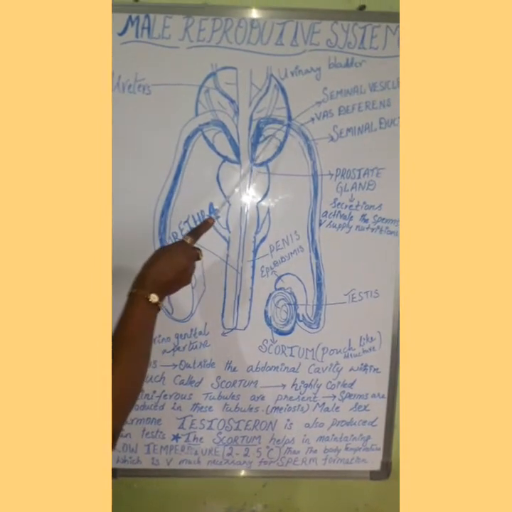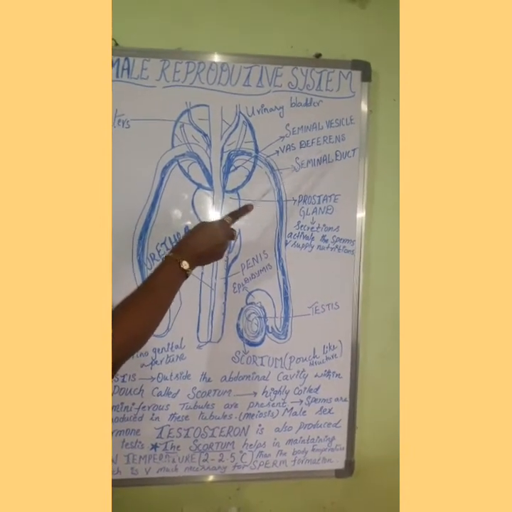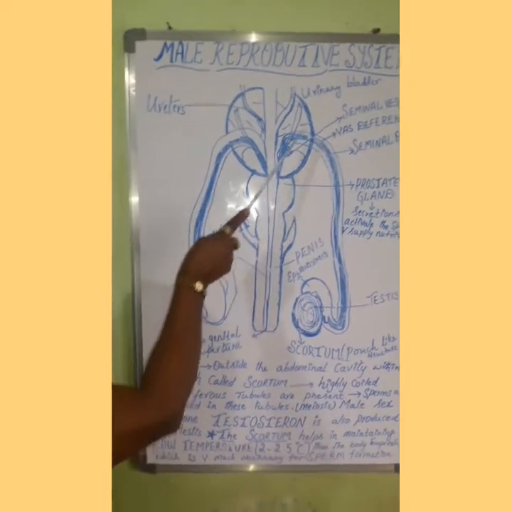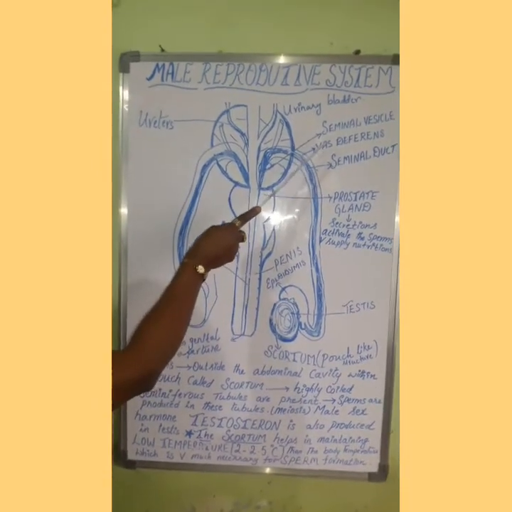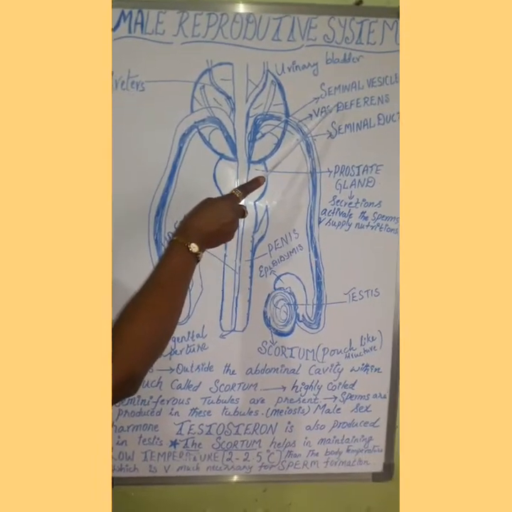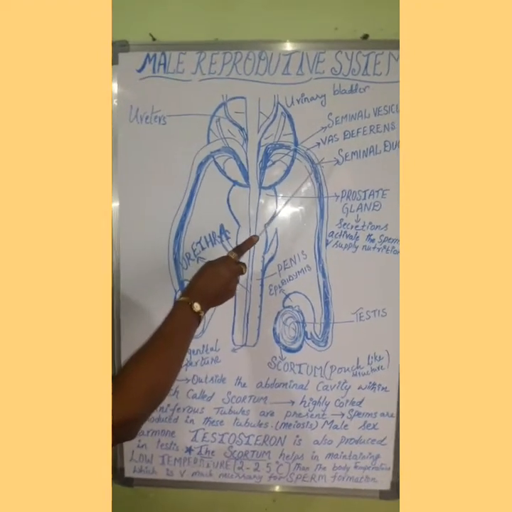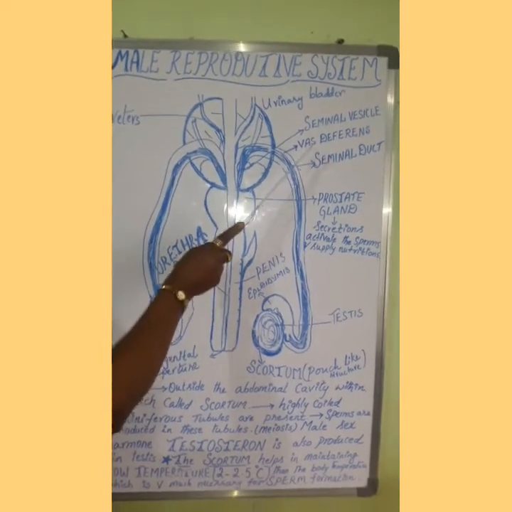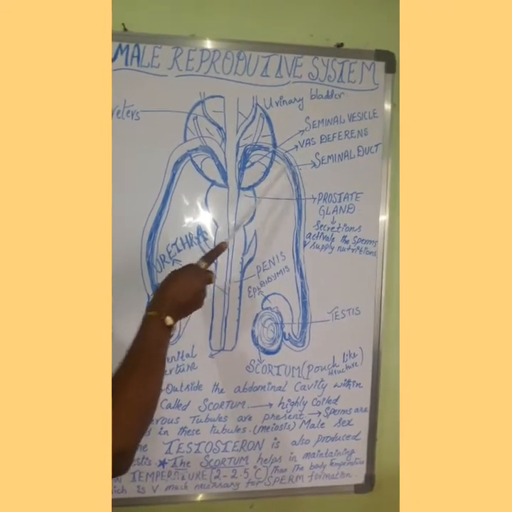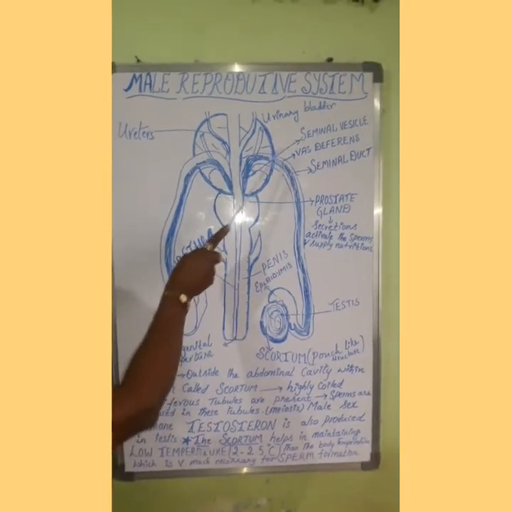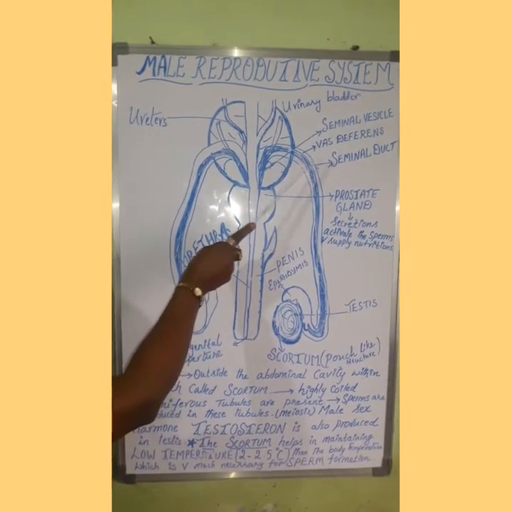This region is called the seminal vesicle. The seminal vesicle opens into the vas deferens. This is called the seminal duct, and it is very important. The seminal vesicles produce seminal fluid, which is a source of energy for the sperms when they are outside the body.